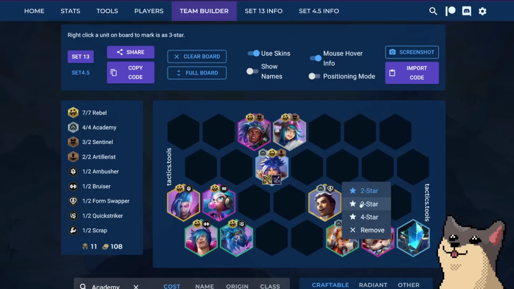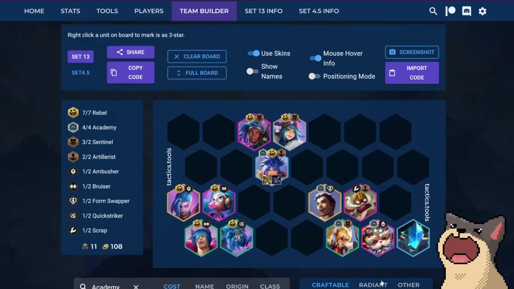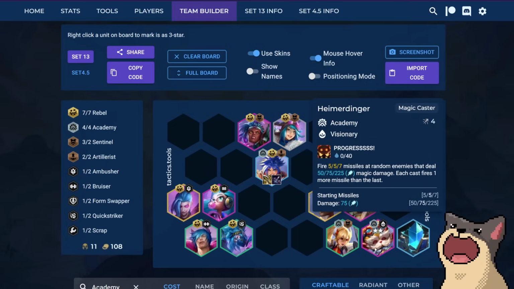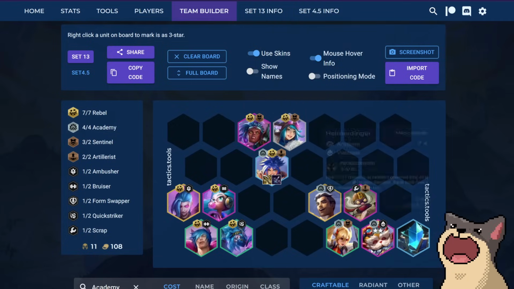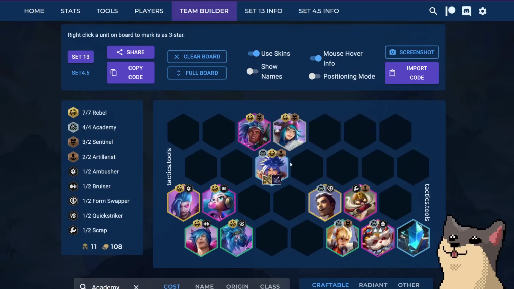So now you don't have Corki. It's really hard to stabilize around. Heimer on his own doesn't really cut it anymore. And then you have to high roll into a Jace. So a lot of times this board kind of falls apart really fast.